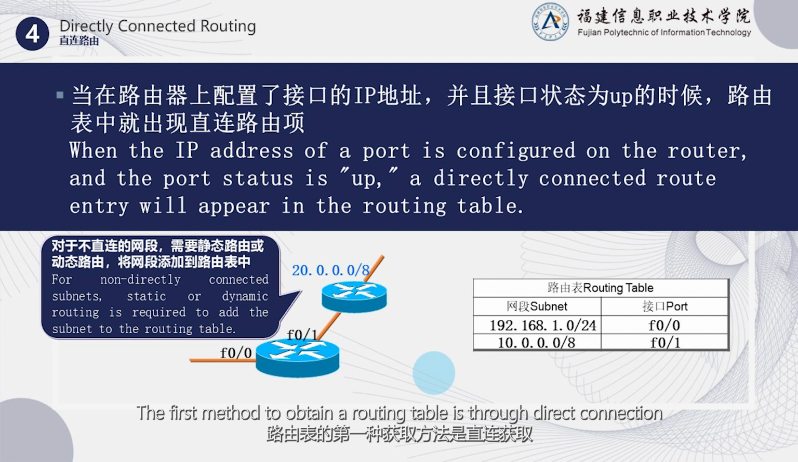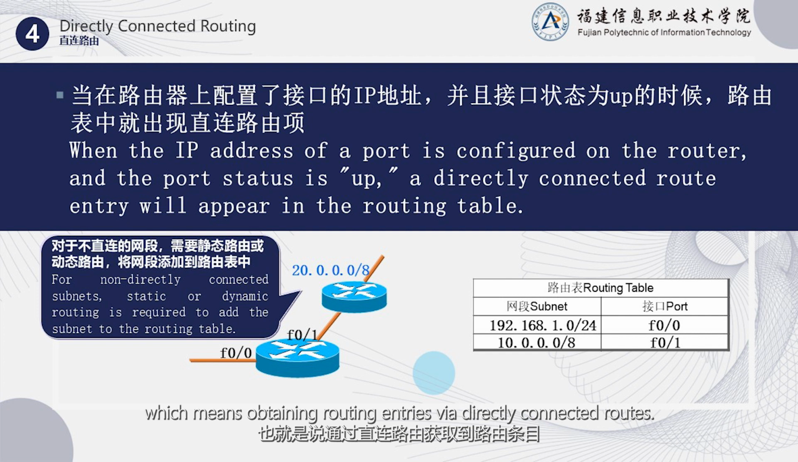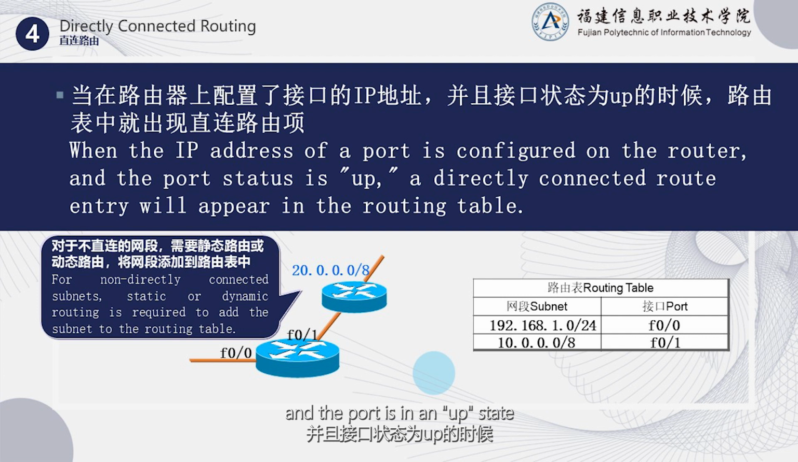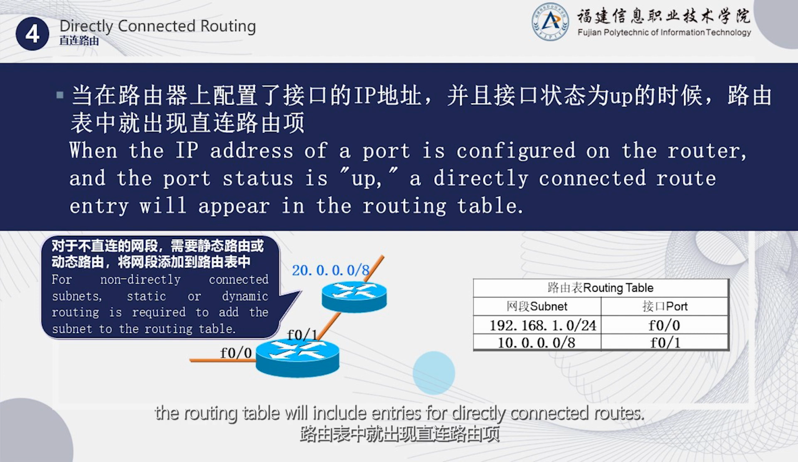The first method to obtain a routing table is through direct connection, which means obtaining routing entries via directly connected routes. When a port's IP address is configured on a router and the port is in an up state, the routing table will include entries for directly connected routes.